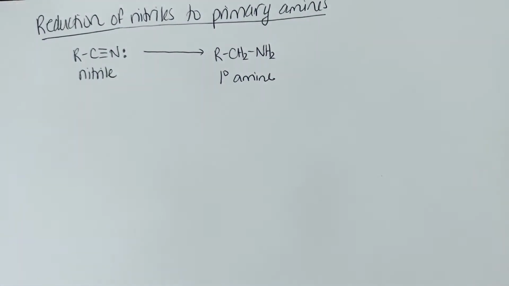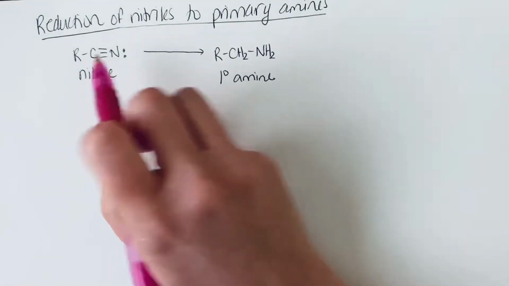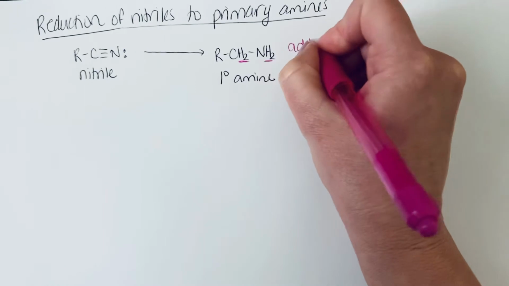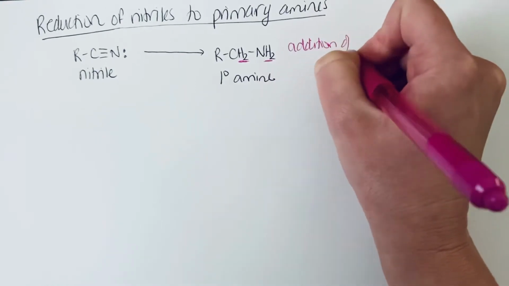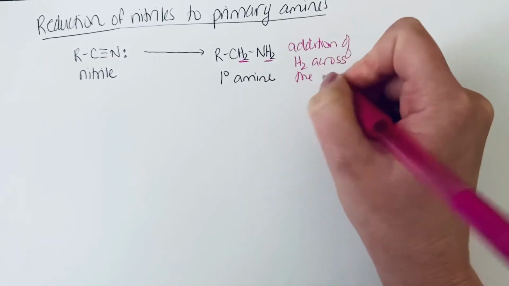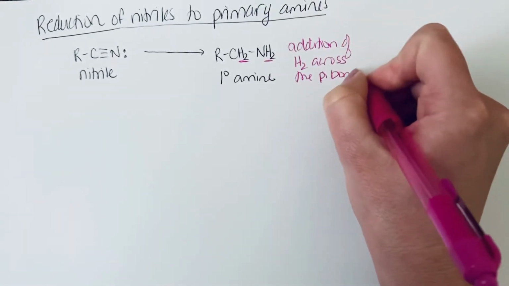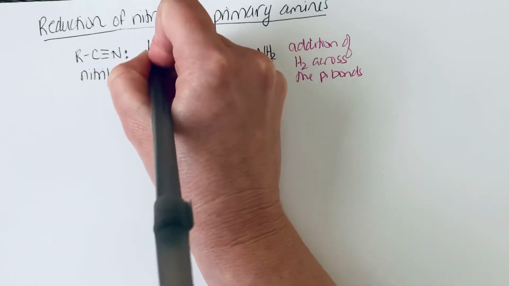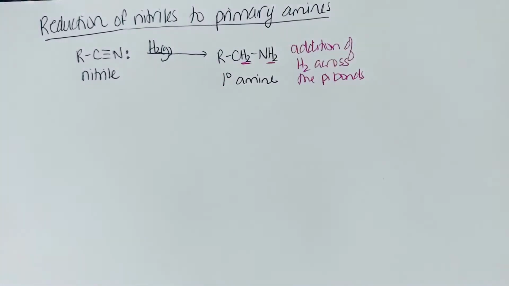So hydrogenation, I just mentioned, is one way that we can reduce a nitrile. What we want to notice is that we have added hydrogen, 2 equivalents essentially, across the pi bonds. And that might sound familiar. We saw this sort of reaction with alkenes and alkynes as well, and we saw that as a hydrogenation. So you can do this using hydrogen gas, and then you typically need a metal catalyst.